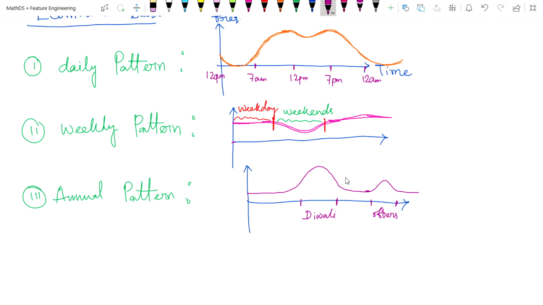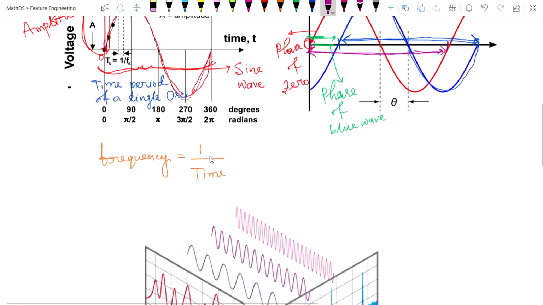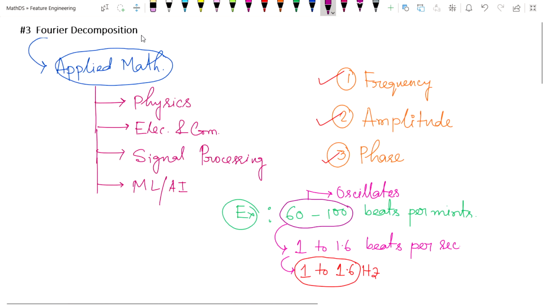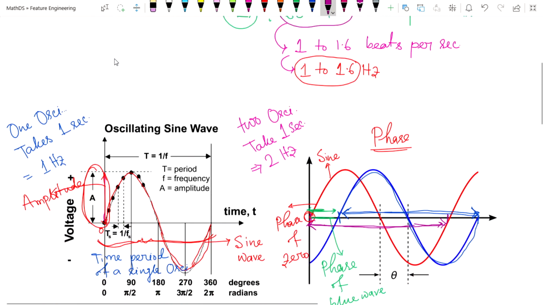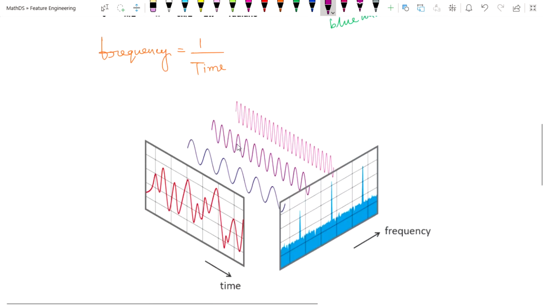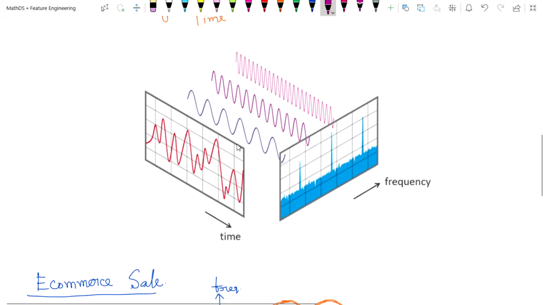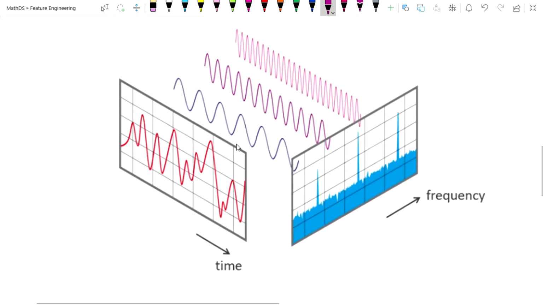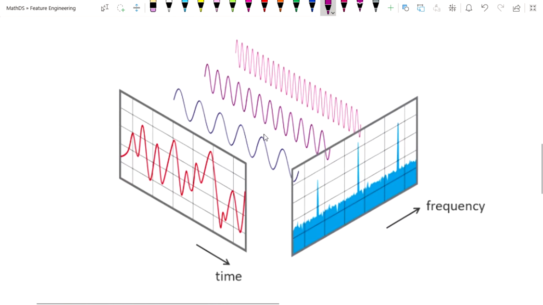Now let's try to understand this pattern. Suppose somehow we have collected this data and we got some pattern. Now let's try to understand this Fourier decomposition technique, and how these things are important to analyze and featurize this pattern data, this time series data. Let's try to understand through this example. It will be better. Just see it.